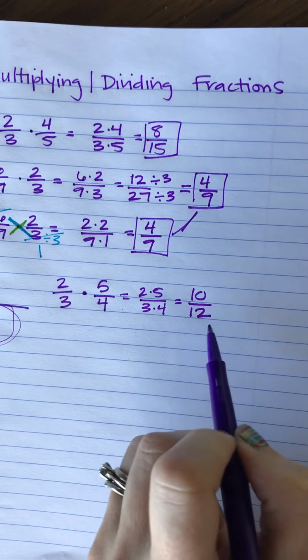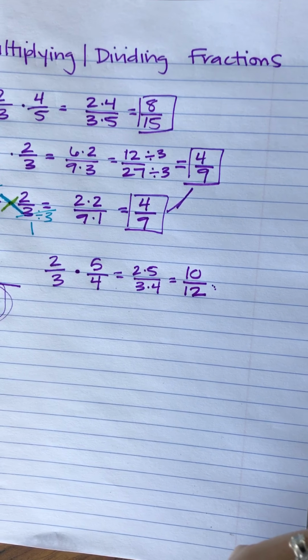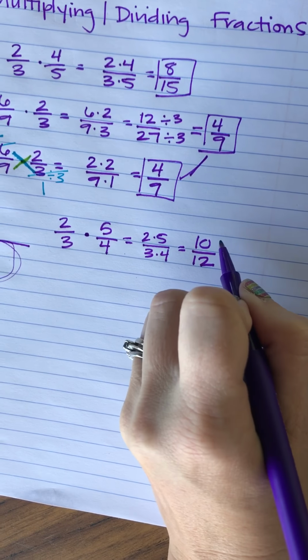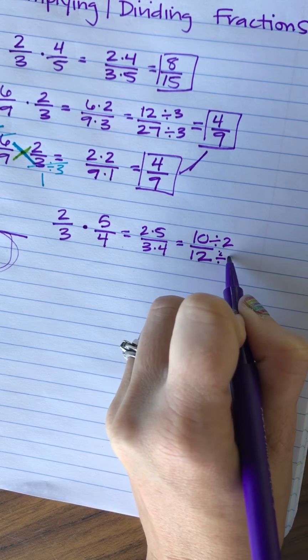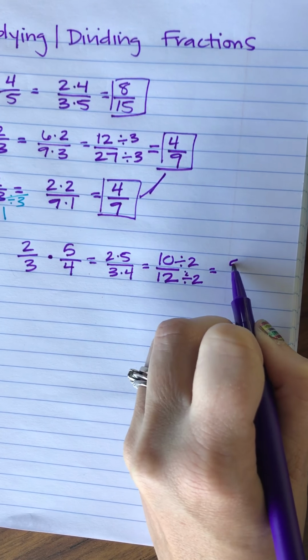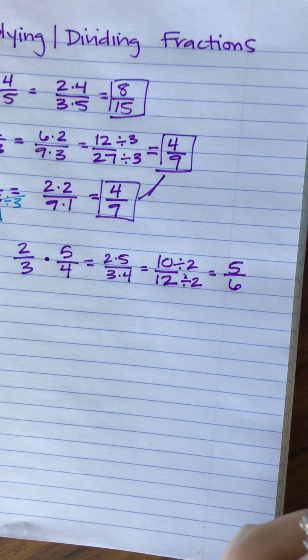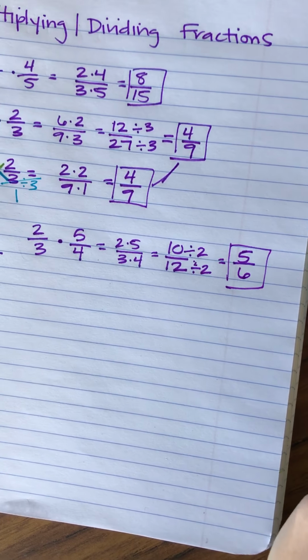But now we need to simplify this answer again because it is not in its lowest terms. So let's divide both of these numbers by 2. So 10 divided by 2 is 5, and 12 divided by 2 is 6. So that would be your final answer.